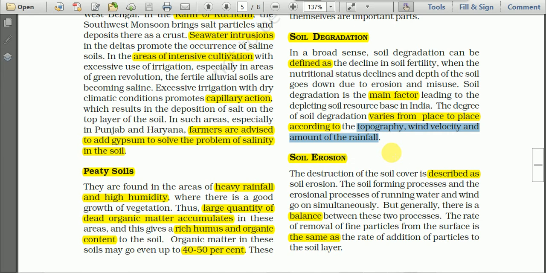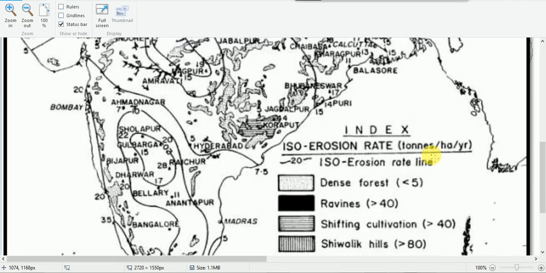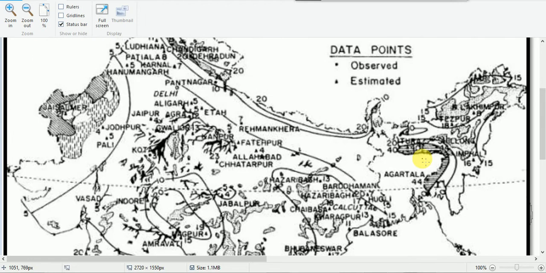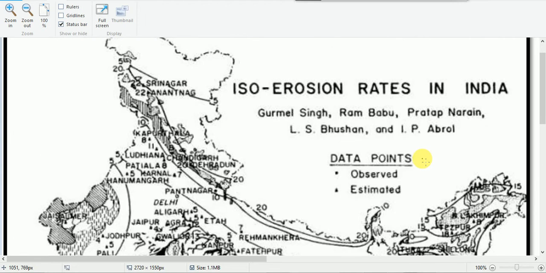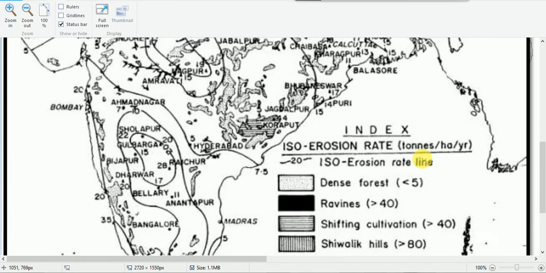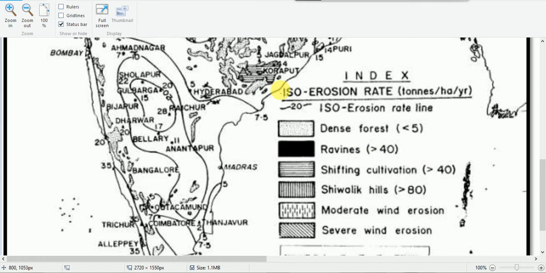Okay, so these are the factors affecting soil degradation: topography, speed of the wind, then amount of rainfall. Because of these factors, soil degradation varies from place to place in India. Now let us see one map here. This map shows soil degradation in India, that is, erosion rates in India. So let us see the index.